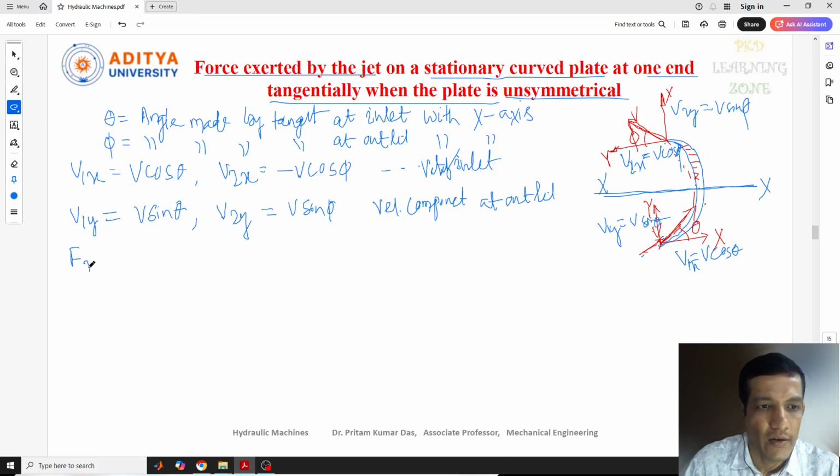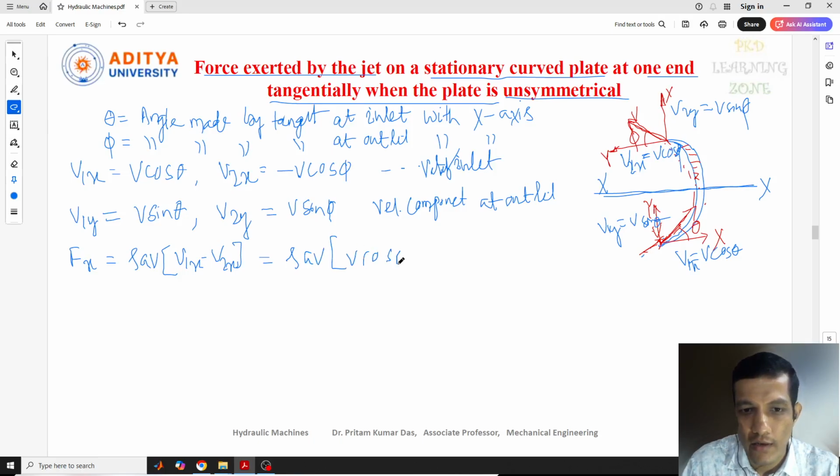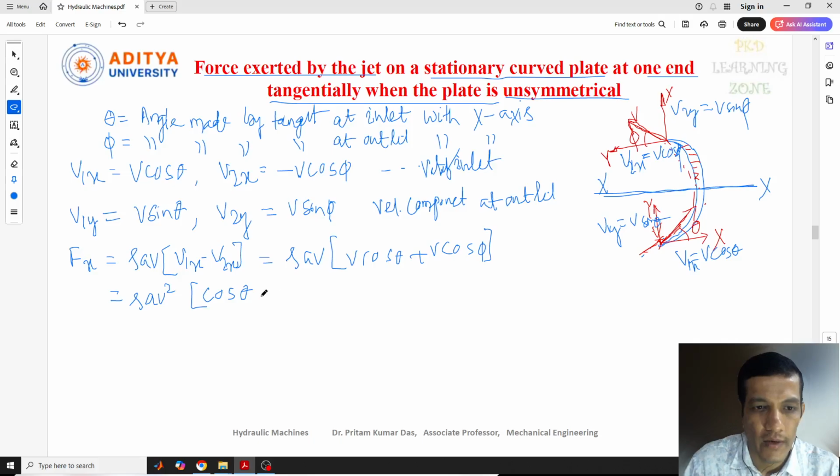Now we can just put these values in the force exerted by the jet of water in the direction of x and y. We can write Fx equal to rho a v, v1x minus v2x. Again, rho a v, put the value of v cos theta plus v cos phi. Finally, taking v common, this is rho a v square, cos theta plus cos phi. This is our Fx, and this one we can give as an equation.